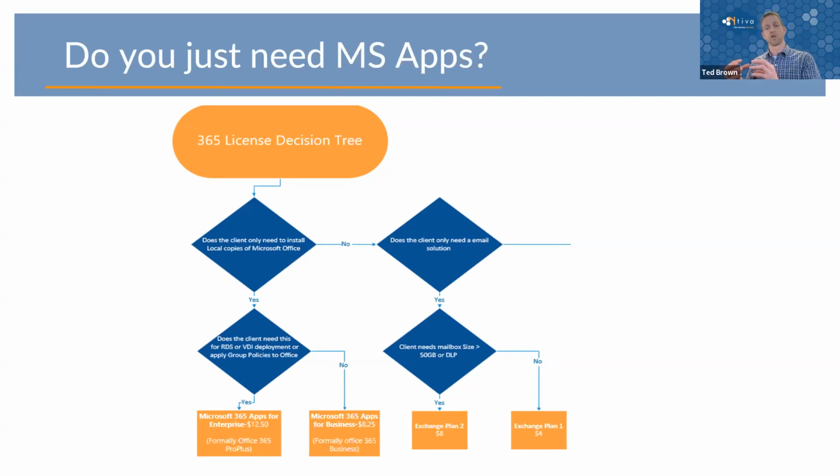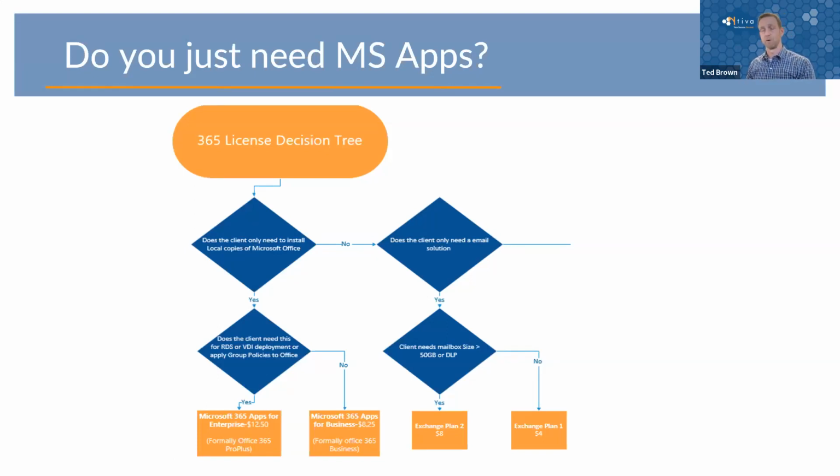If you want to have that extra control and ability to use it in a remote session, then you need to step up to the Microsoft 365 Apps for Enterprise, which is a $12.50 SKU. This used to be called the Microsoft 365 Pro Plus. But if you don't need those extra features, you can jump over to the Microsoft 365 Apps for Business, which used to be called Microsoft 365 Business, at $8.25. So if that's all you need, great. And you stop right there in the decision tree.